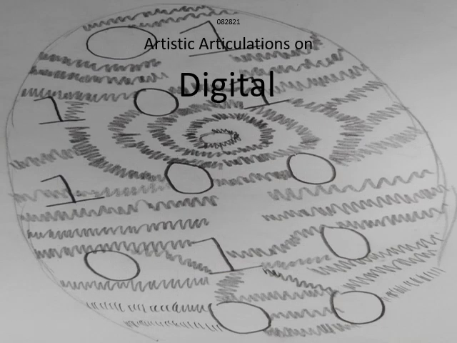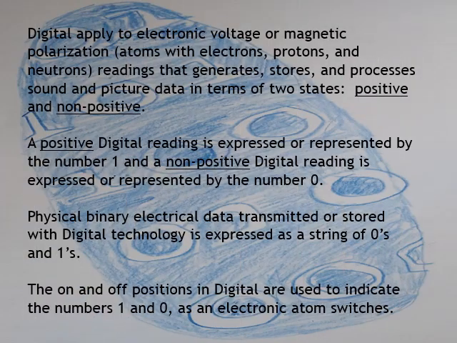Artistic articulations on digital. Digital applied to electronic voltage or magnetic polarization. Atoms with electrons, protons, and neutrons. Readings that generate, store, and process sound and picture data in terms of two states, positive and non-positive.